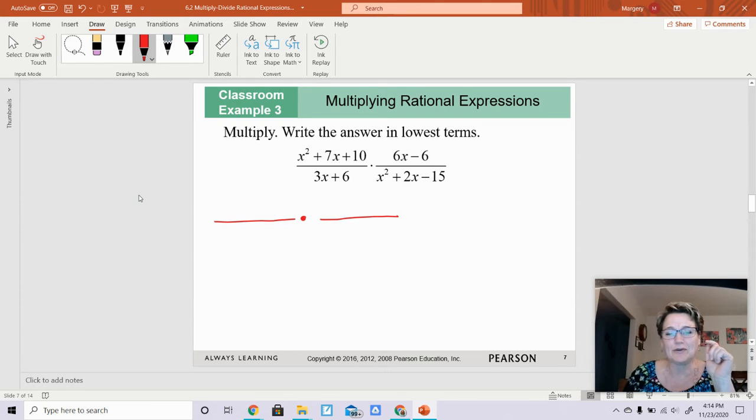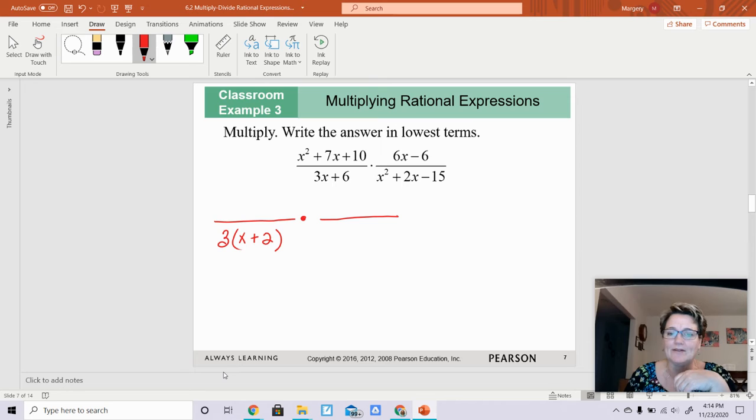They both share a 3, so I'm going to take a 3 out. Okay, 3 times x is 3x. 3 times 2 will give you 6. I'll double check it. 3 times x is 3x. 3 times 2 is 6, so we're good.